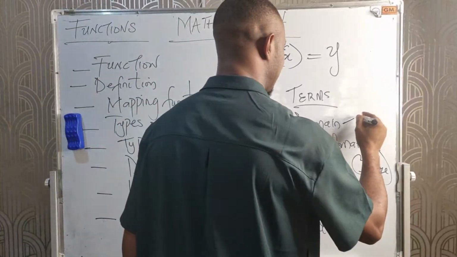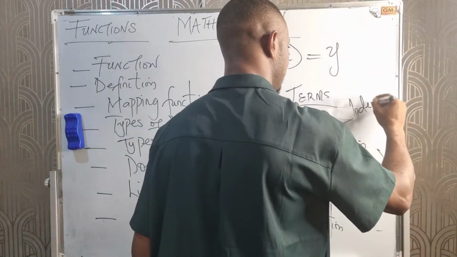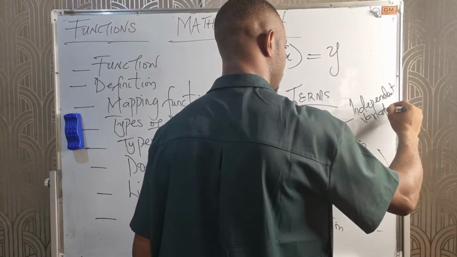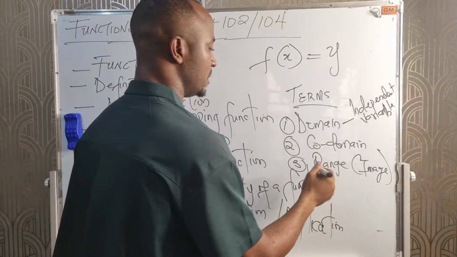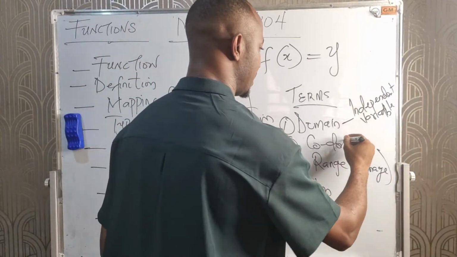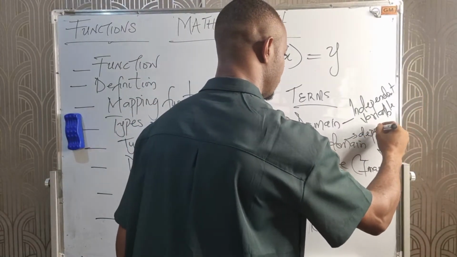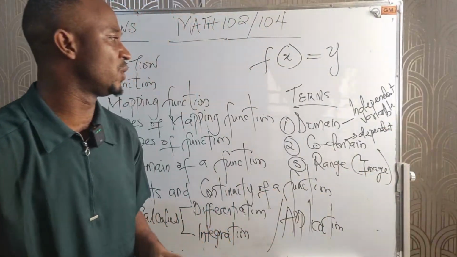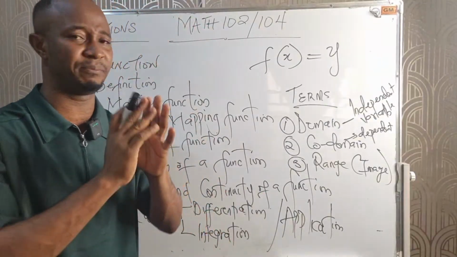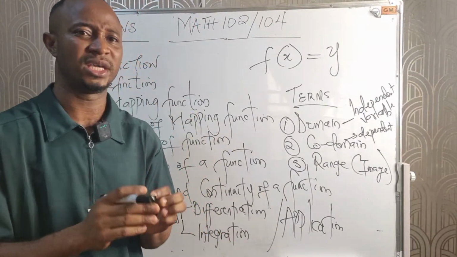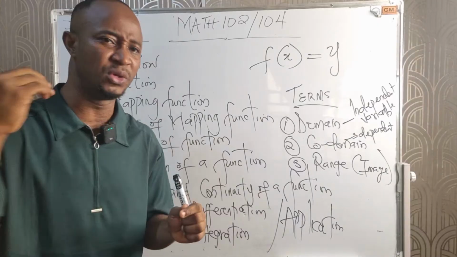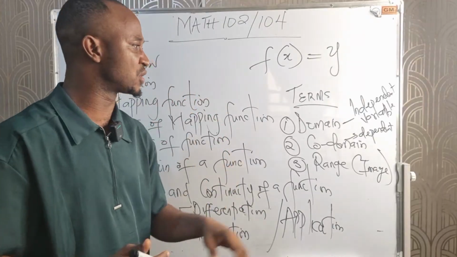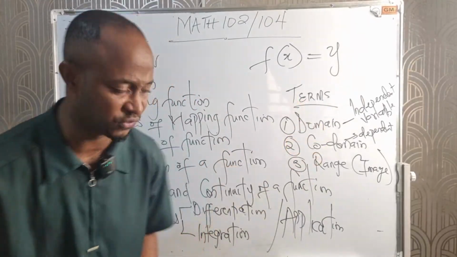The domain represents the independent variable. The codomain represents the dependent variable. Then the range represents the images. Now, the domain simply means independence. It means the set of all input values that can describe a function. That is called the domain. I'm going to illustrate this using a diagram.